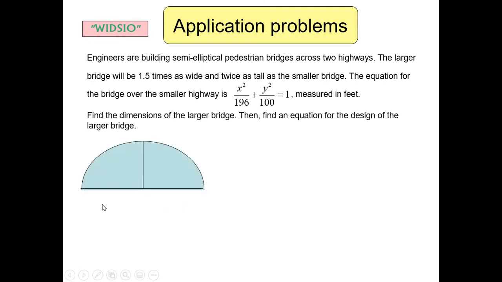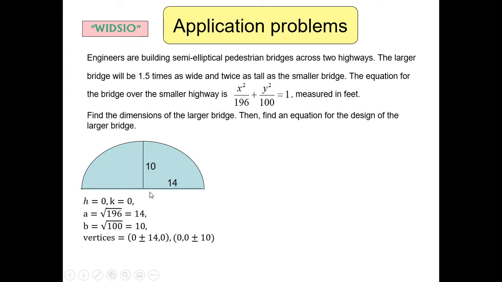So let's sketch this out here. It's going to look something like this, right? Now, my h is 0, my k is 0, my a is the square root of 196, my b is the square root of 100. So my vertices are going to be at 0, plus or minus 14, 0, and 0, 0 plus or minus 10. So that tells me that this distance is 14 and this distance is 10.